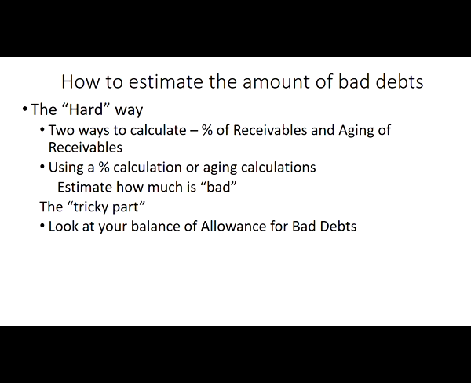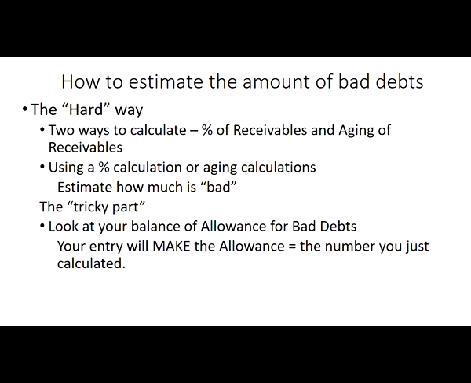We're going to look at our balance for the allowance for the bad debts, and then we're going to use an entry to make the allowance equal the calculated amount. I'm going to say it one more time, then I'm going to hit next, and we're going to see an example. Hopefully that'll help make more sense.